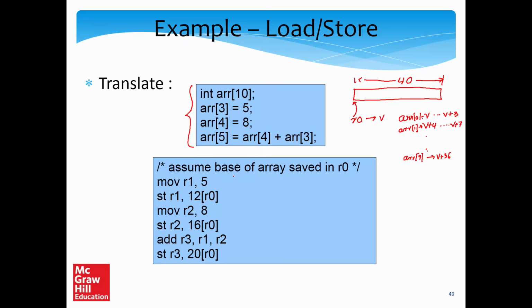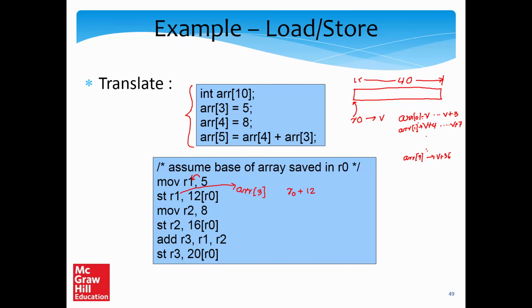Alright, so now let's do some amount of register assignment. Let's move the constant 5 to R1, and let's save the value of R1 in the location array[3]. So what is the starting address of array[3]? Well, the starting address of array[3] is R0 plus 12. The reason being, let's go back to this discussion over here.